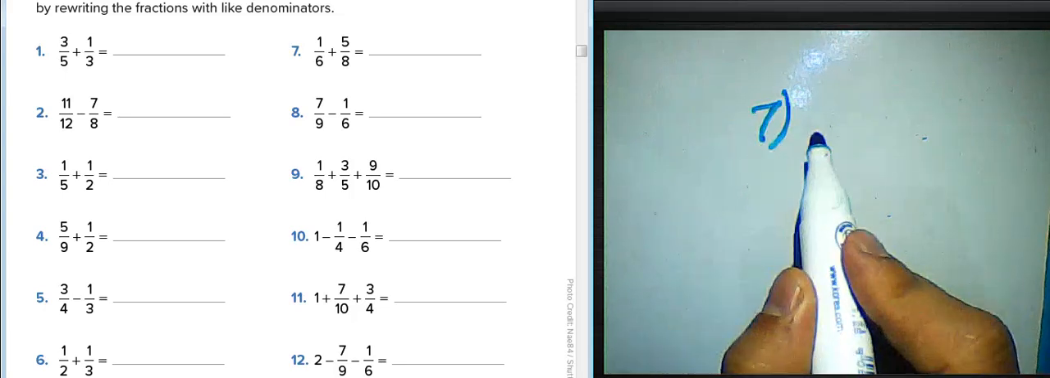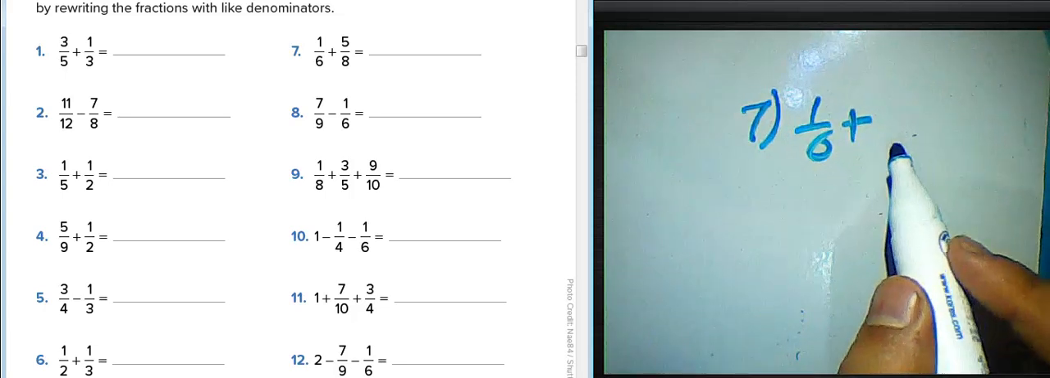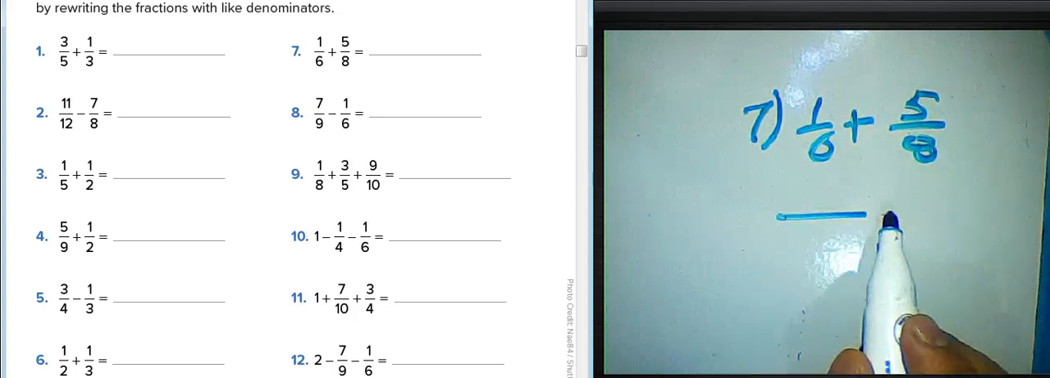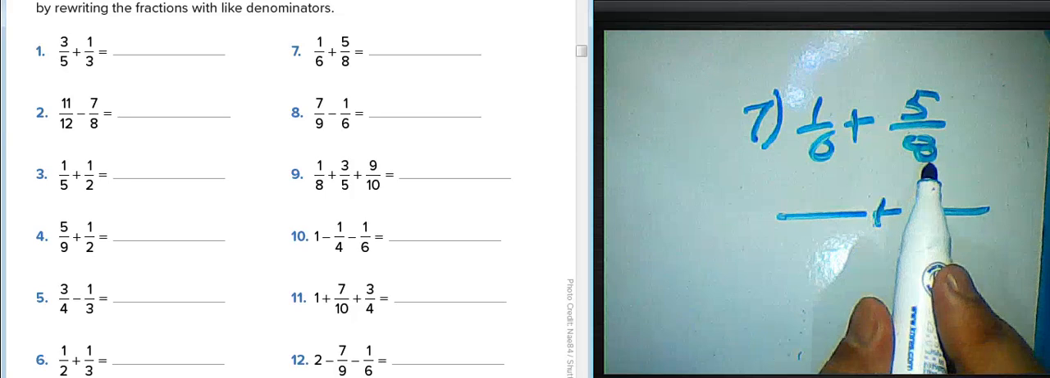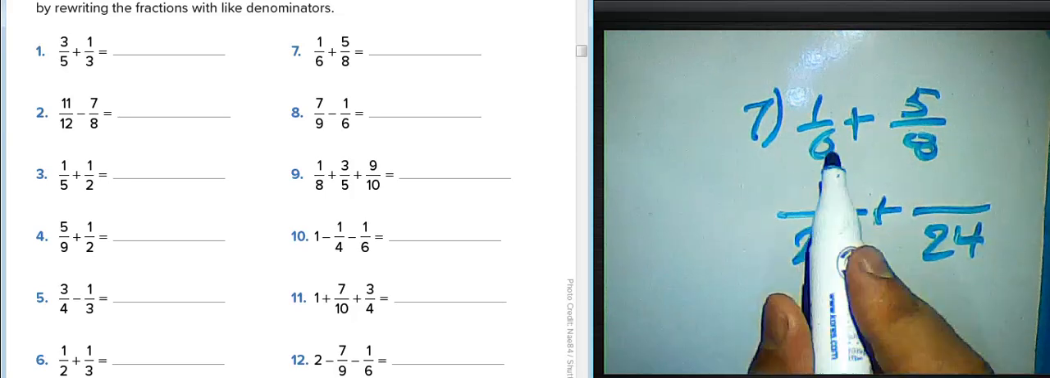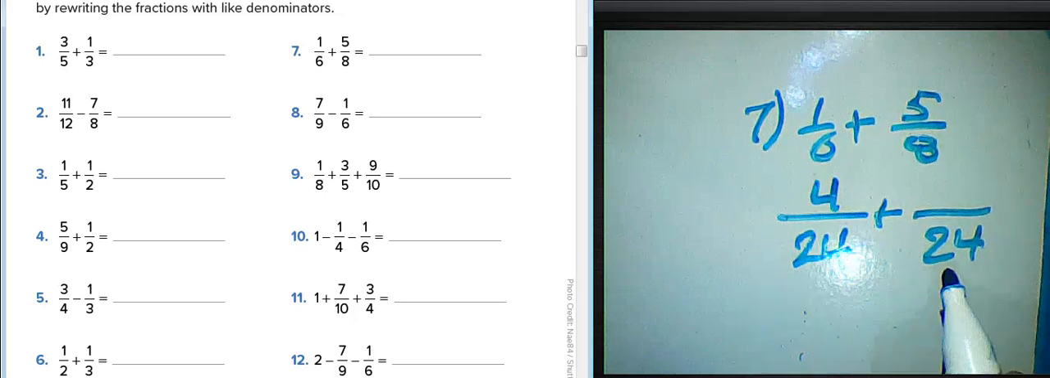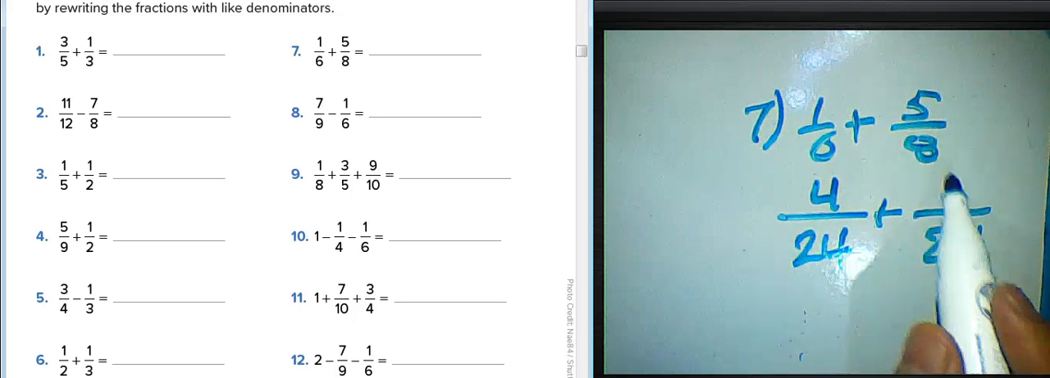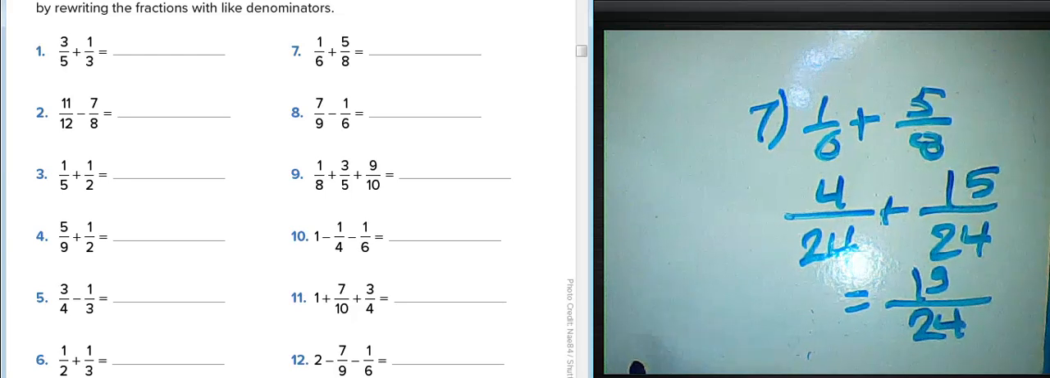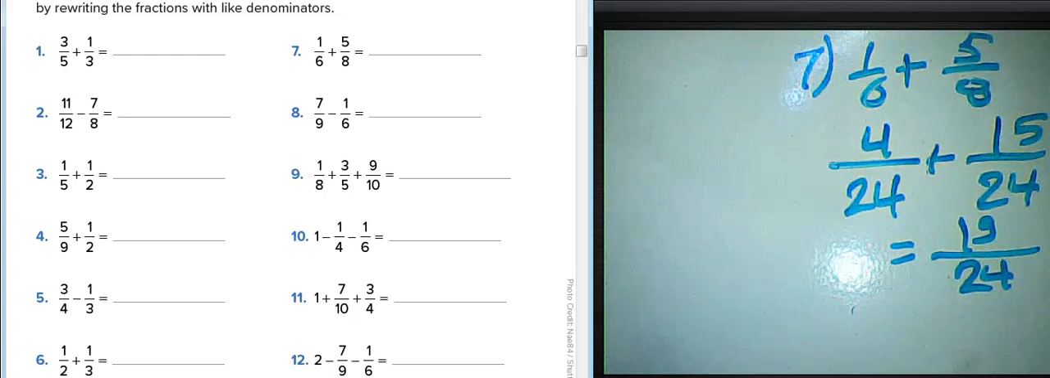Question number 7. 1 over 6 plus 5 over 8. We can write what here? 8 and 6, this multiplication is 24. 24 divided by 6 equals 4. 1 times 4 equals 4. 3 times 8 equals 24. 3 times 5 equals 15. The result will be 15 plus 4 equals 19, so 19 over 24.